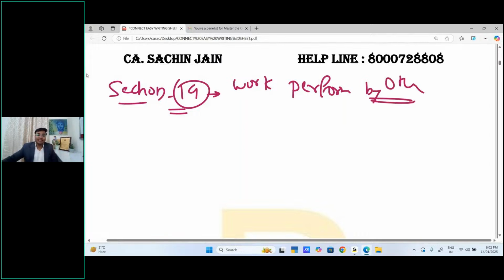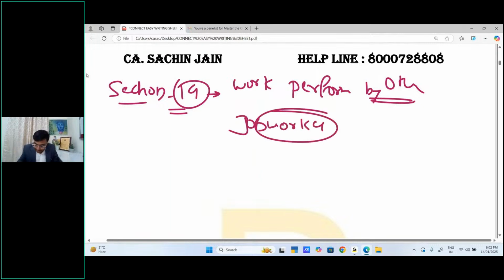Work performed by others, that is job worker. This section is related to job worker under GST. Section number 19. मैं कोई काम करूंगा 21 करूंगा, दूसरा कोई काम करेगा 19 करेगा. That means the work performed by others, that is job worker.